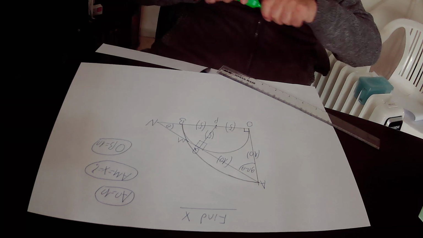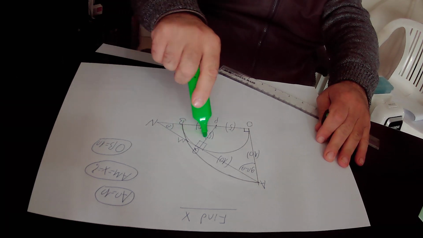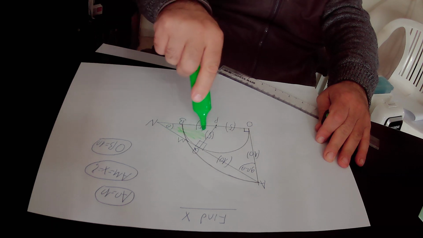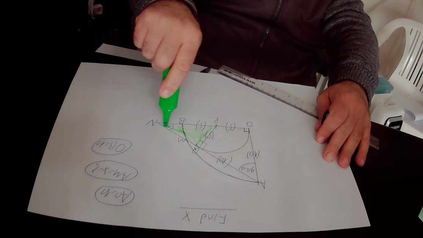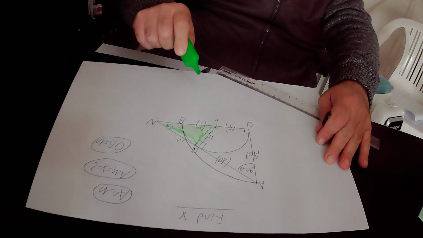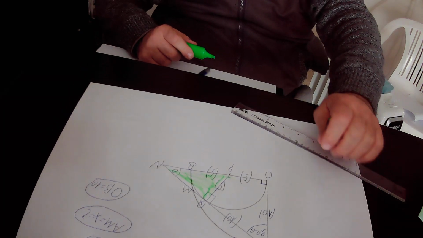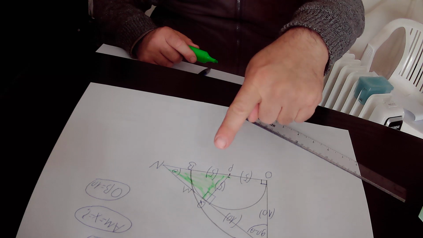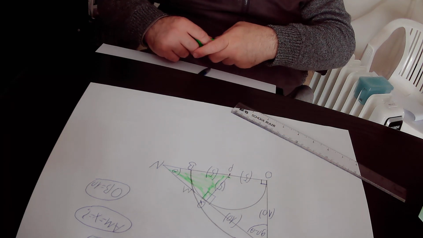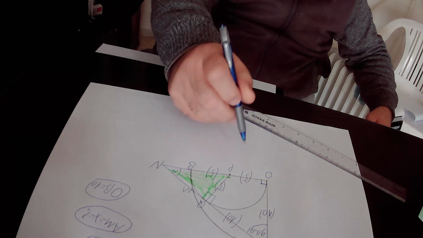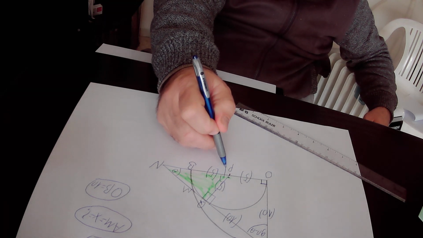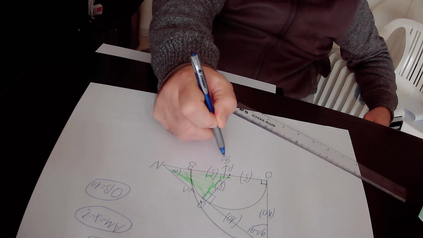Likewise, we focus on the right green small triangle, triangle QPN. This right triangle, this angle equals theta, this angle equals 90 degrees, therefore the missing angle here must be equal to 90 degrees minus theta.